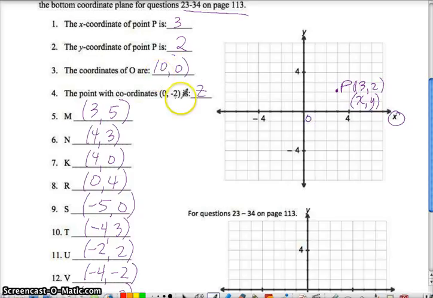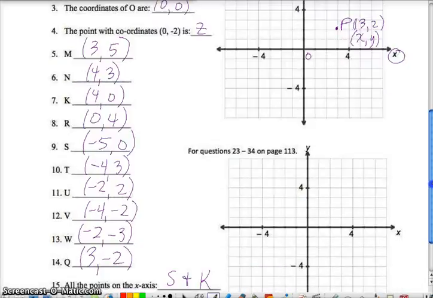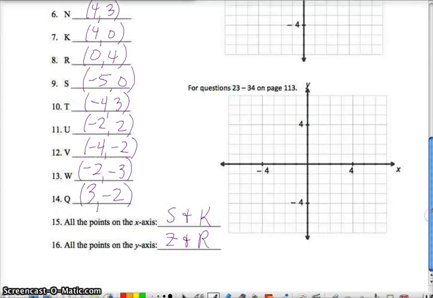The point with coordinates 0, -2, that was Z. M was 3, 5. N was 4, 3. K is 4, 0. R is 0, 4. S is -5, 0. T is -4, 3.